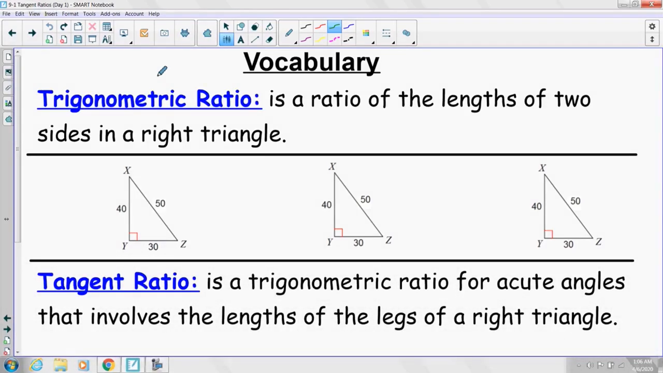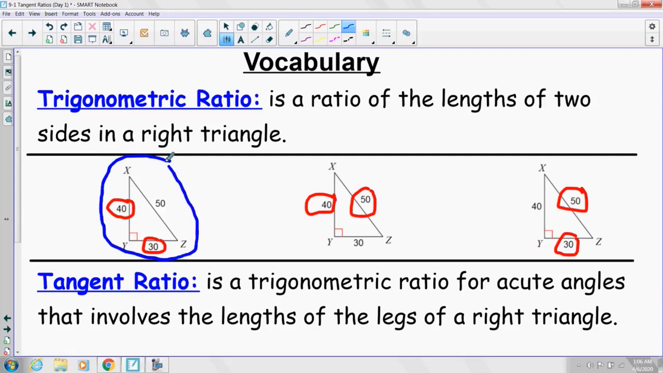Okay, so now there's three scenarios, like I said earlier. First of all, we could pick these two sides, side length 40, side length 30, or we could choose side length 40, side length 50, or we could have said side length 30 and side length 50. So these are the three different types of combinations, but on today's video, we're only talking about tangent ratio, so we're going to actually focus on these two sides, right?